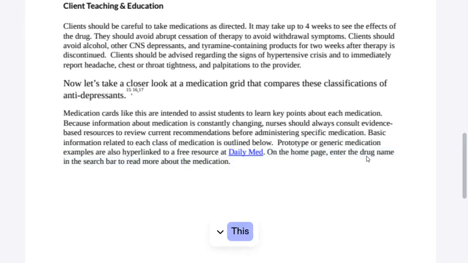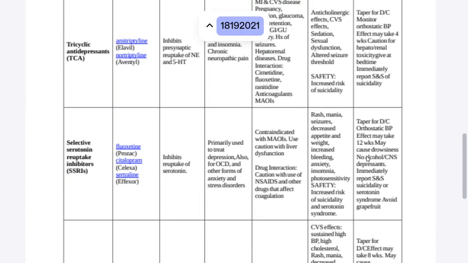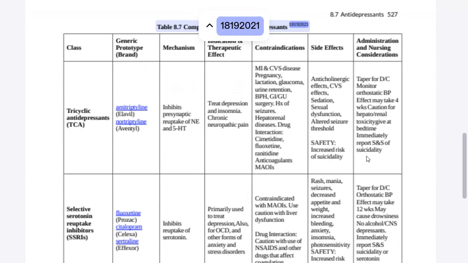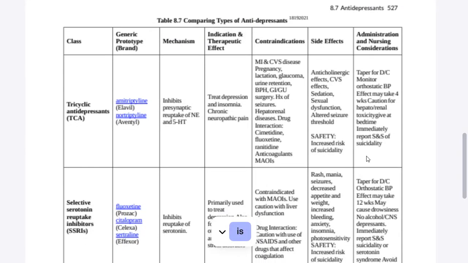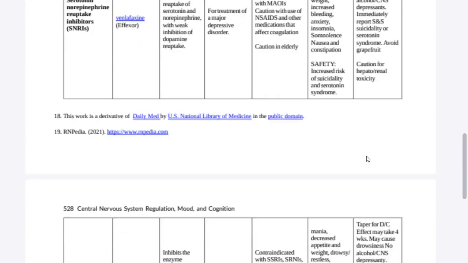This work is a derivative of DailyMed by U.S. National Library of Medicine in the public domain. Table 8.7 comparing types of antidepressants.